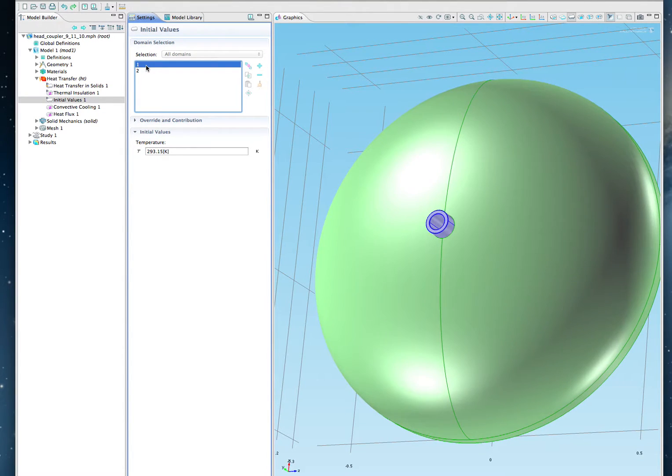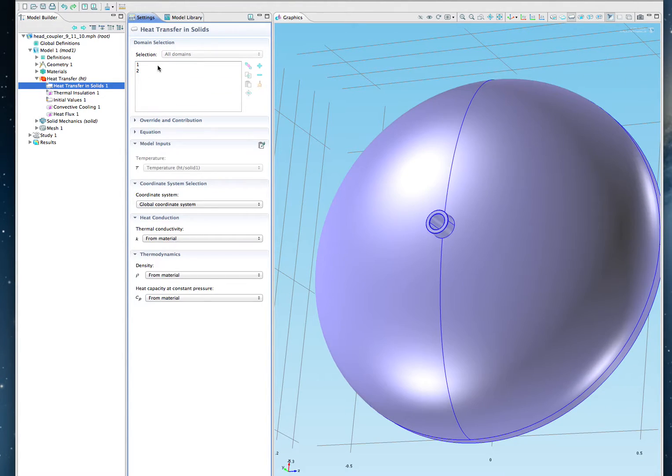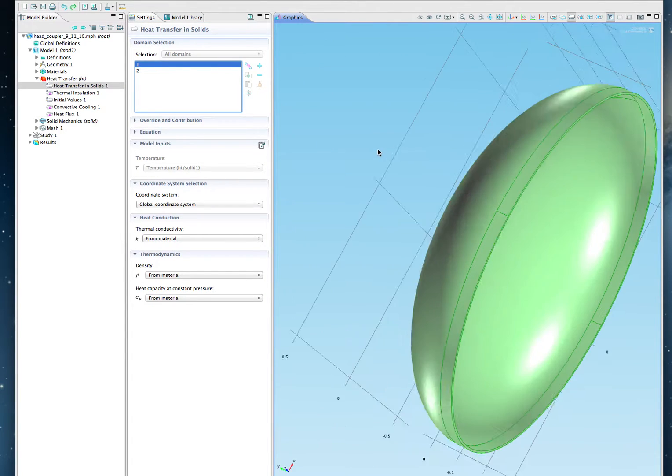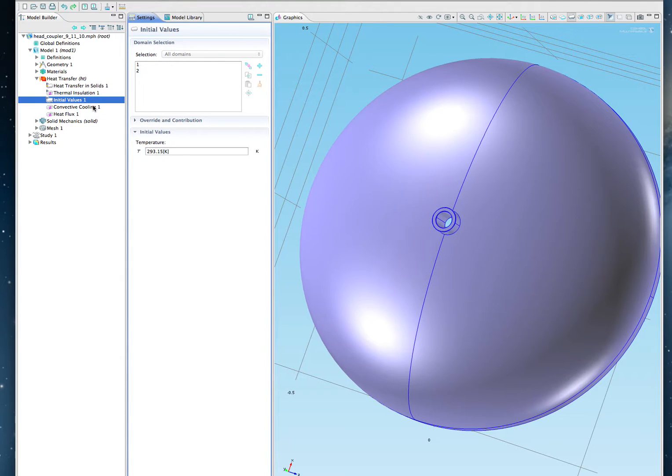Initial values for boundary domain 1 and domain 2, both of them I put the initial temperature 293.15. Let me just make sure that when I do thermal insulation, these are boundaries, not domains. So these are the boundaries. Domains is the whole thing. So the whole thing includes boundaries. So the domain includes boundaries. And the boundaries are part of the domains. So we did the initial values, and then we're going to start applying boundary conditions.